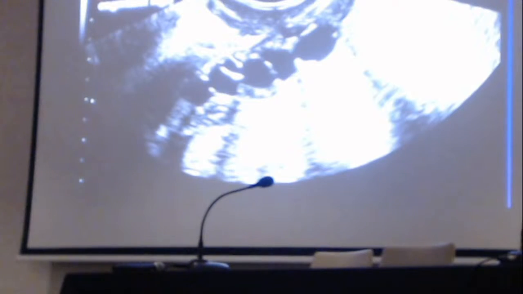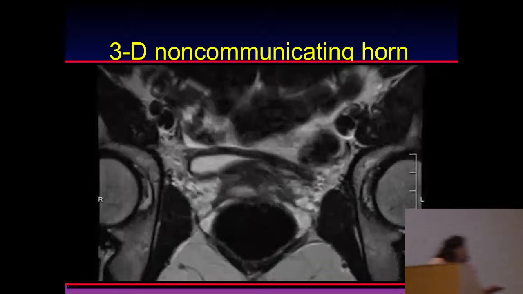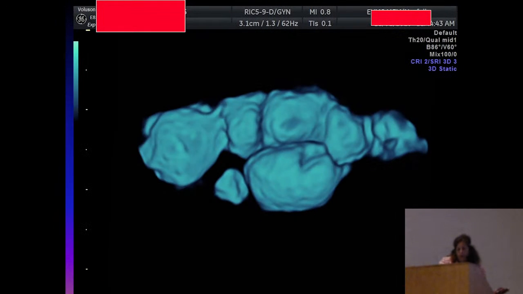Then just a few more things. Fallopian tubes, this is easily seen. You see the cogwheel sign and the fluid in the tube, and then you get that beautiful 3D rendering picture. So this patient actually had a normal HSG. She had IVF and 2 transfers, and it failed.